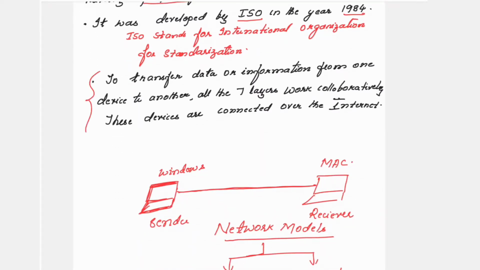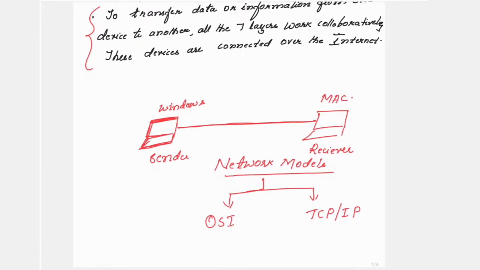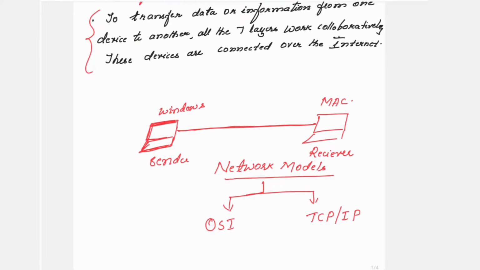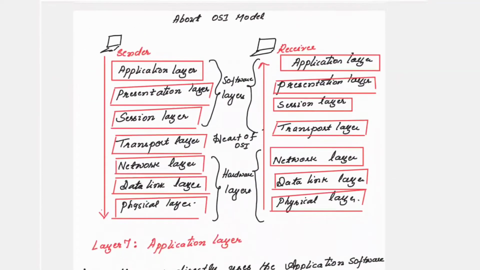To transfer data or information from one device to another, all the 7 layers work collaboratively. These devices are connected over the internet. This is what I just explained to you: to make the data or information transfer from one system to another system, network models help us.